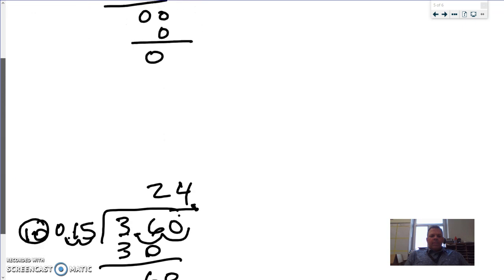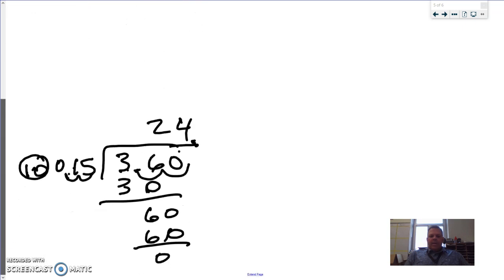Our last problem is very similar, except this time I have a 2-digit number here. So I am going to, again, get rid of that decimal in what I'm going to divide by. So I will move it 2 places. I must again move this 2 places. So now we are figuring out how many 15s are in 36. You can see that I have 2 15s in 36.